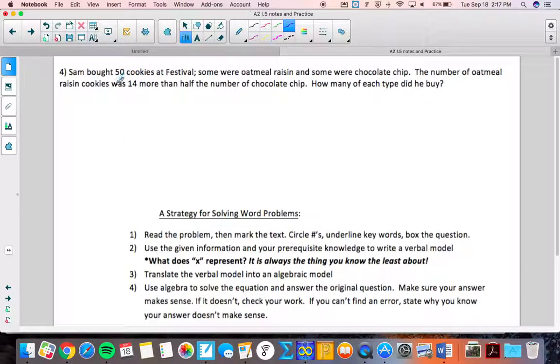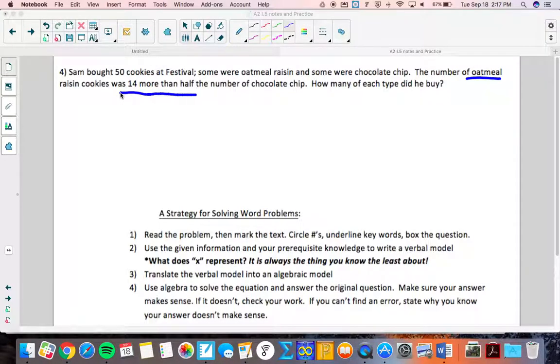Sam bought cookies. Sam bought 50 cookies at Festival. Some were oatmeal raisin and some were chocolate chip. The number of oatmeal raisin cookies was 14 more than half the number of chocolate chip cookies. How many of each type did he buy? So this one's a little more interesting. The number of oatmeal raisin cookies was 14 more than half the number of chocolate chip.